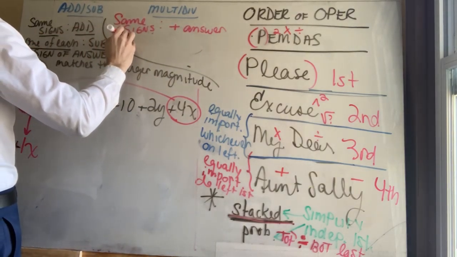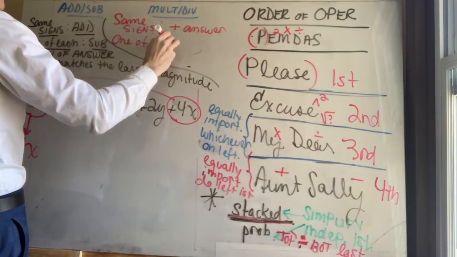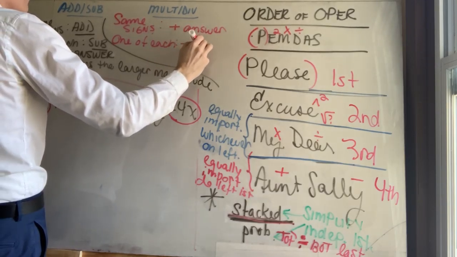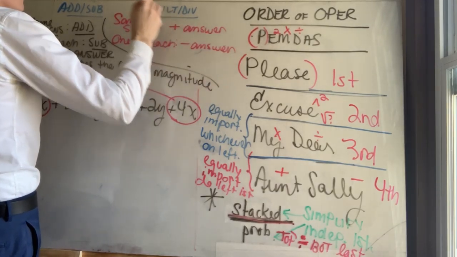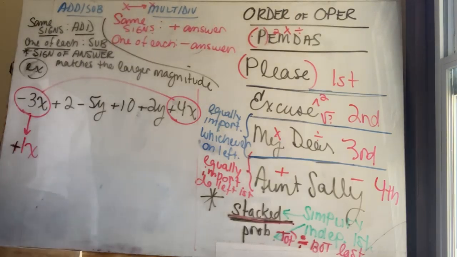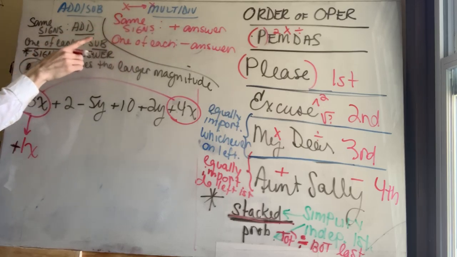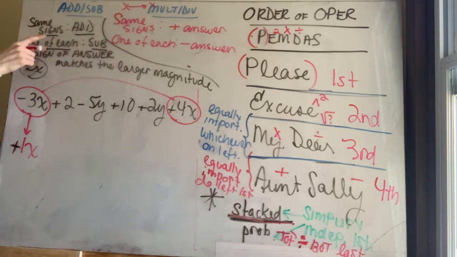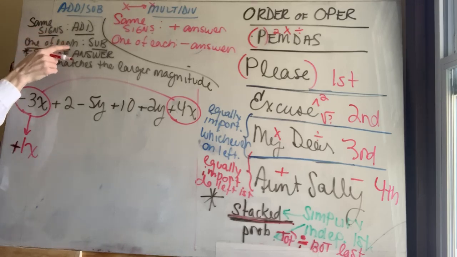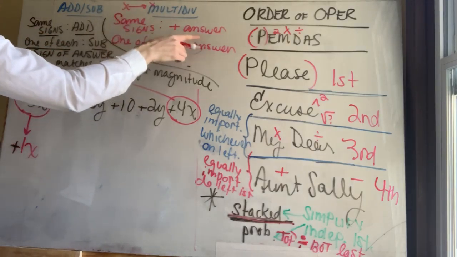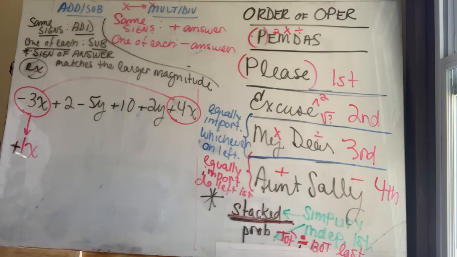Versus if you have one of each, that means that you have a negative answer. For the most part, if it says multiply, you're going to multiply. If it says divide, you're going to divide. It doesn't change the operation. That's the difference between these. The combination of signs, the adding and subtracting, dictate the operation. They do not dictate the operation when you're multiplying or dividing.